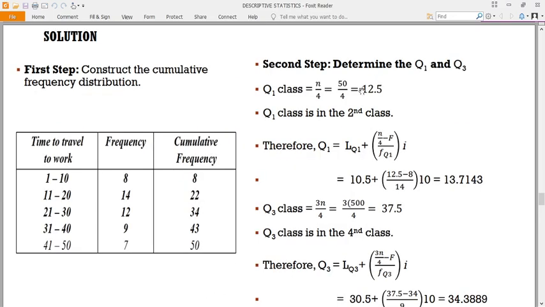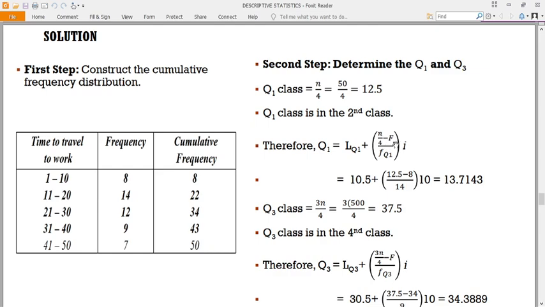So 12.5. Where does 12.5 lie in the cumulative frequency? 12.5 lies in the 22. So the median class will be 11 to 20. So the boundaries will be 10.5. That is the lower class boundary, which is here.